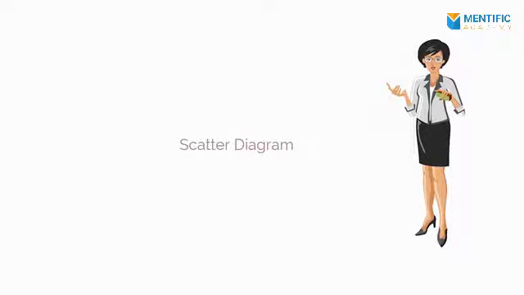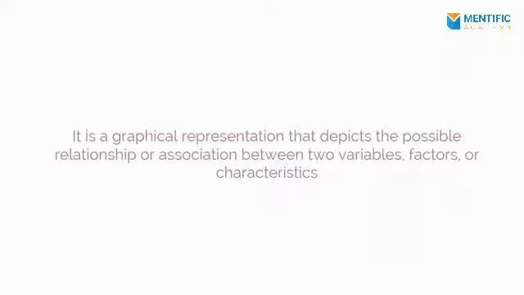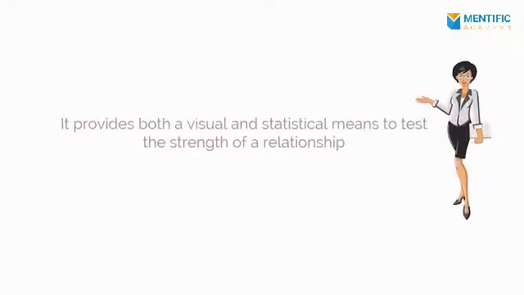What is a scatter diagram? It is a graphical representation that depicts the possible relationship or association between 2 variables, factors, or characteristics. It provides both a visual and statistical means to test the strength of a relationship. Let's look at what are the steps involved in creating a scatter diagram.